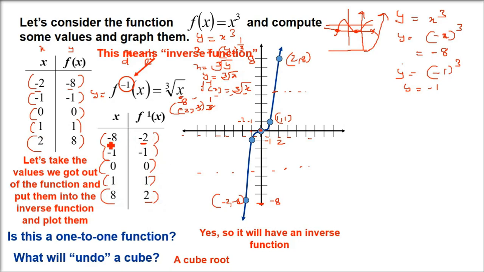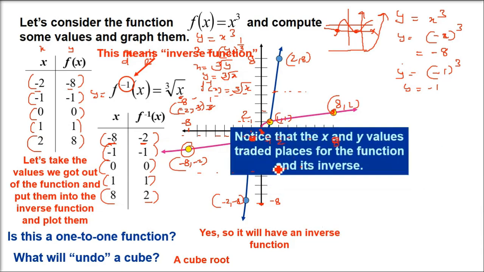Let us plot them. So negative 8, negative 2: this is negative 8 and this is negative 2, so this is the first point. Second is negative 1, negative 1. Third point is 0, 0. Fourth is 1, 1. Fifth is 8, 2. This is x, this is y. So this is the graph of f inverse.